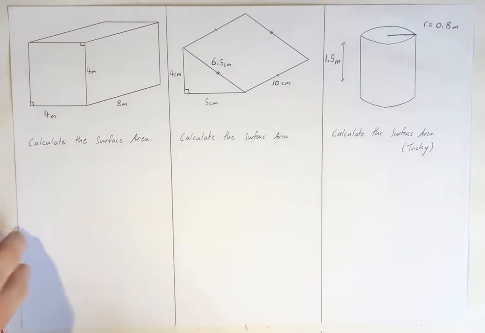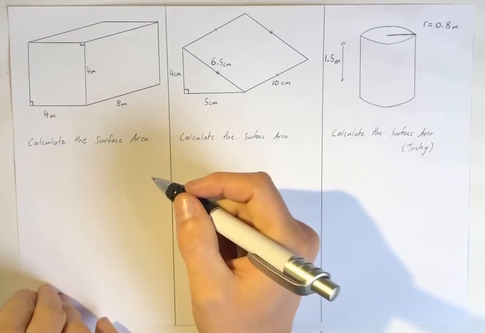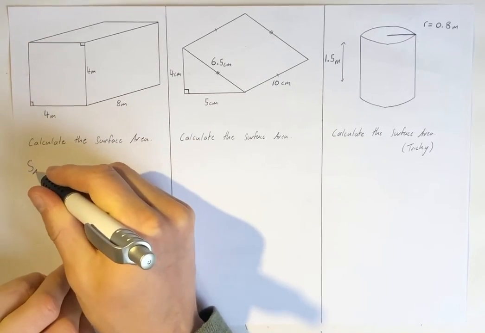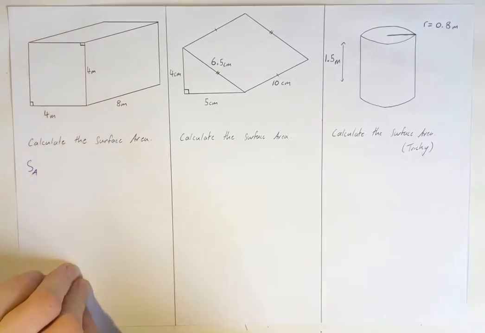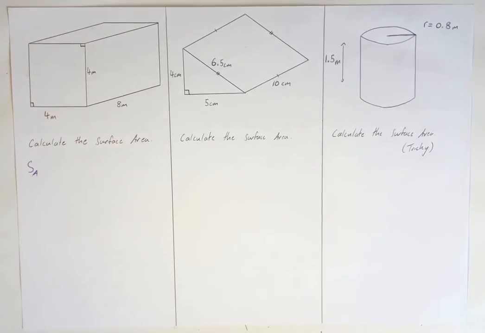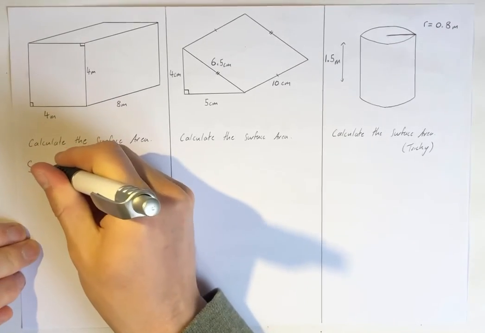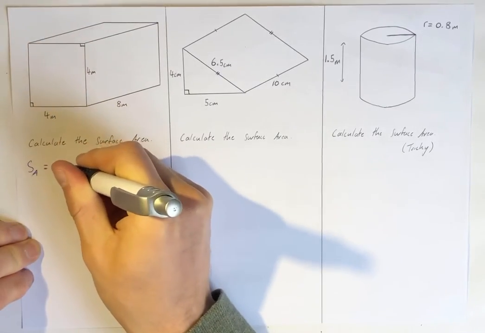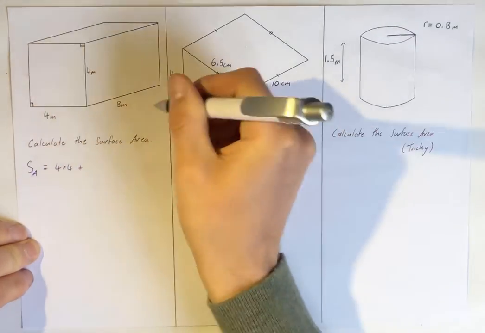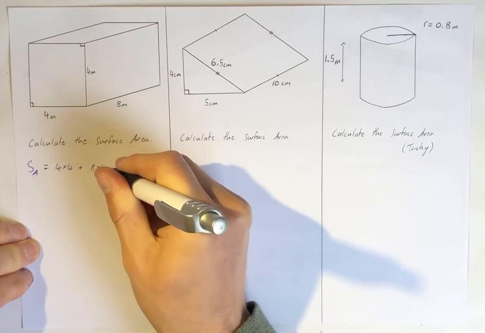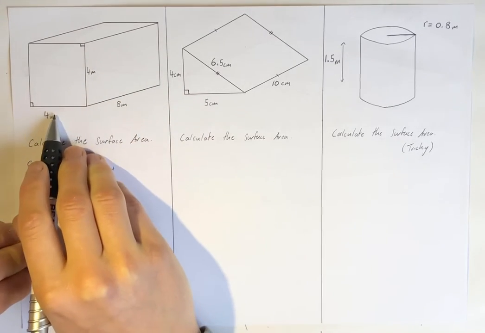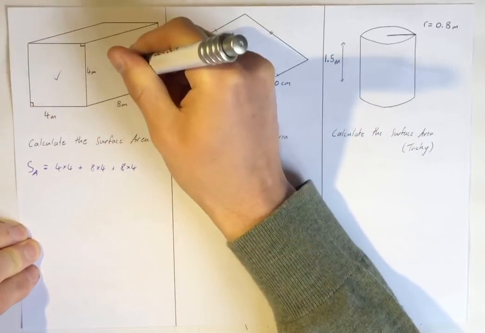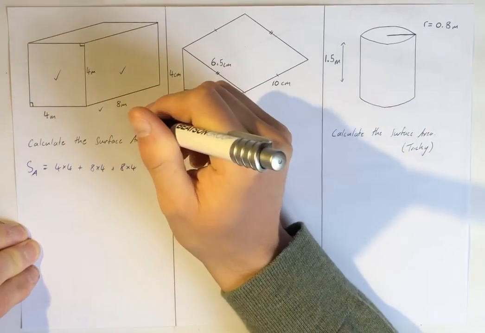of this prism. Basically, I use S subscript capital A. Capital A is usually used for area and capital S used for surface, and it just denotes that we're calculating surface area. I could do this in one big calculation of addition. I've got a 4x4, I've got an 8x4, and I've got another 8x4 on the bottom. So there's my 4x4, there's my 4x8, and on the bottom is my 8x4.